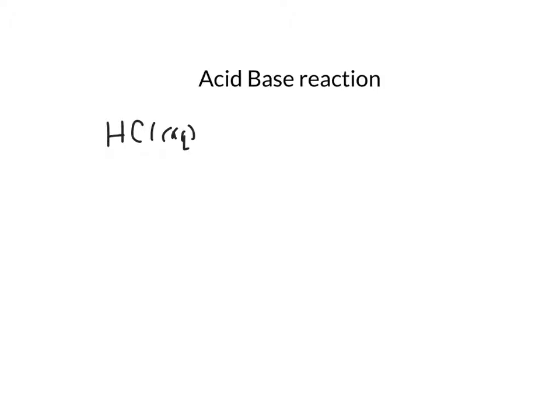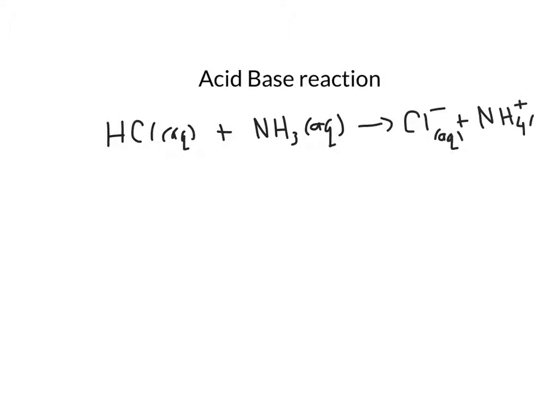In an acid-base reaction, we have one compound that contains a hydrogen, let's say HCl, and another compound that is going to accept a hydrogen from that compound. So let's say ammonia, NH3. And when these two things react, what happens is this hydrogen gets donated to the other molecule, the other reactant. And so what we end up with is Cl minus plus NH4 plus. And these are both aqueous compounds.